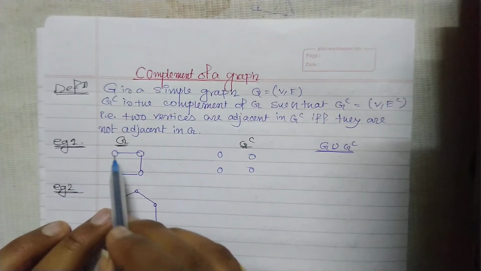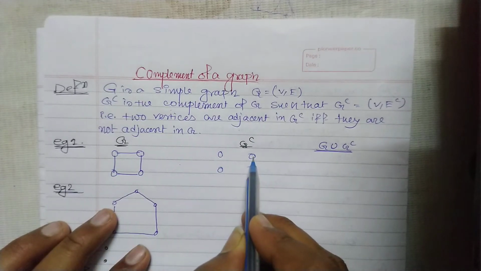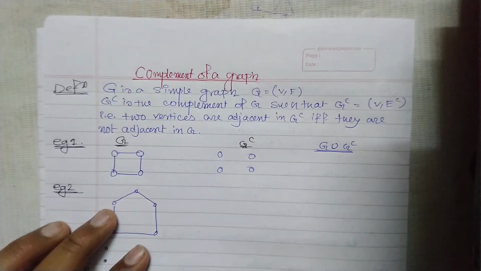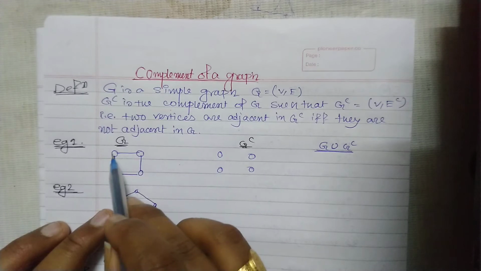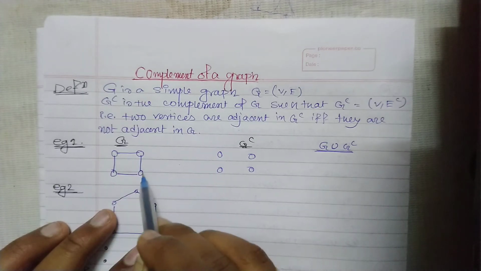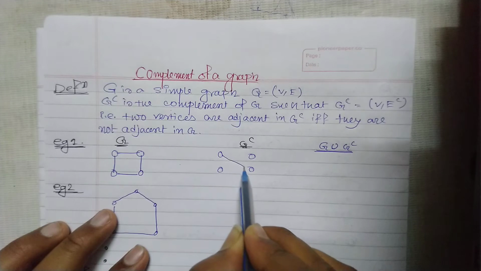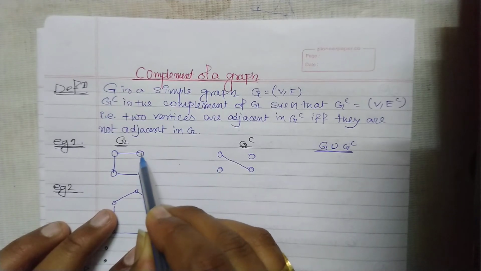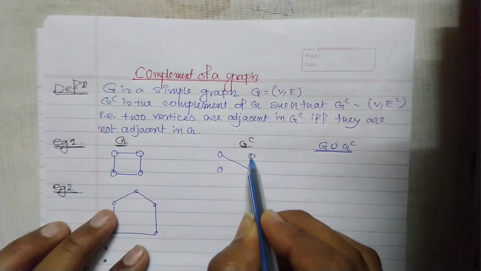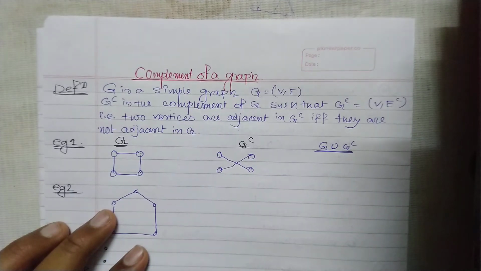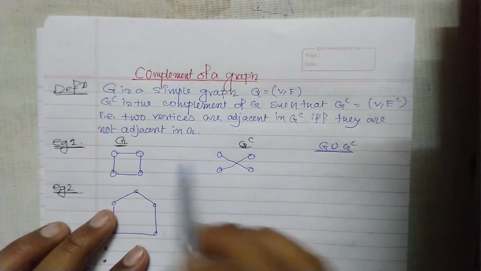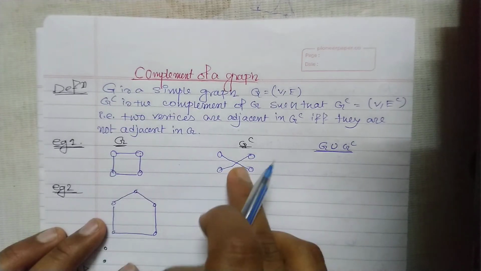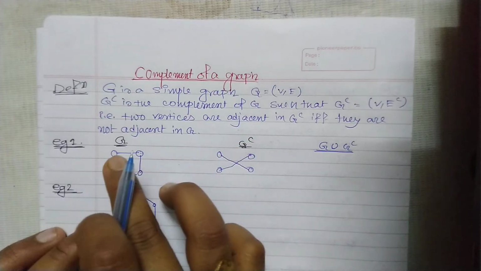Okay, so you can see that these vertices and these vertices, these vertices and these vertices, are adjacent in G, so they will be non-adjacent in the G complement. This vertex and this vertex are not adjacent, so we can make them adjacent. Now this vertex and this vertex are adjacent, but this vertex and this vertex are not adjacent, so we can connect these two. And if you can see, we cannot find any new edges, so this is G and this is the G complement. So this is the complement of this graph G.